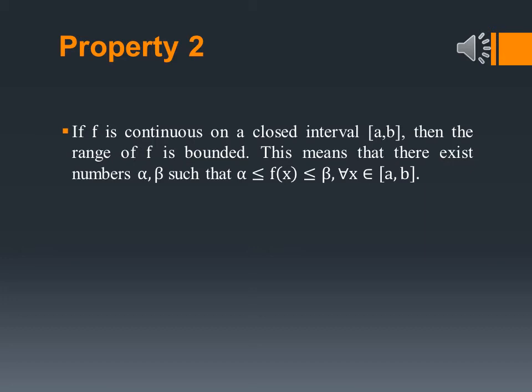However, when it comes to continuous functions on closed intervals, it can be taken for granted that the range of the function will be bounded. What it means is that we can always find two specific values, say alpha and beta, such that there's no point in the interval where the function goes beyond them.